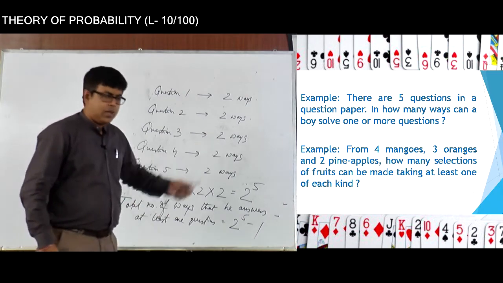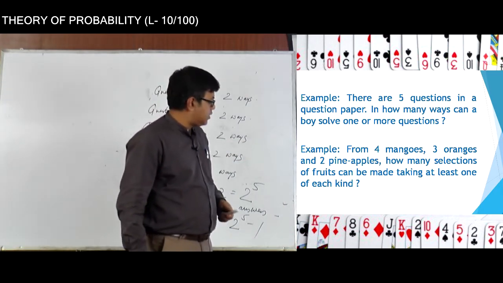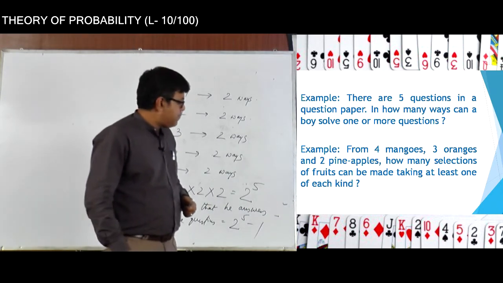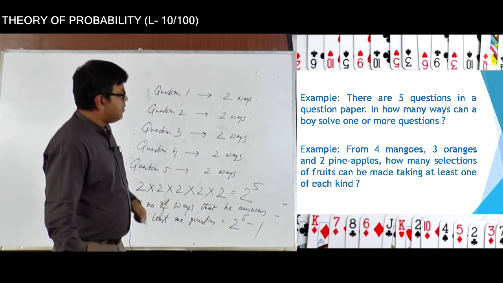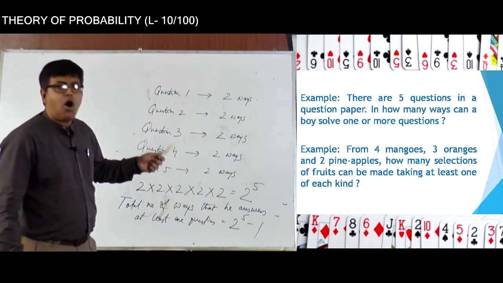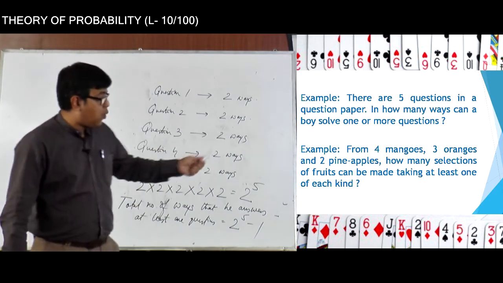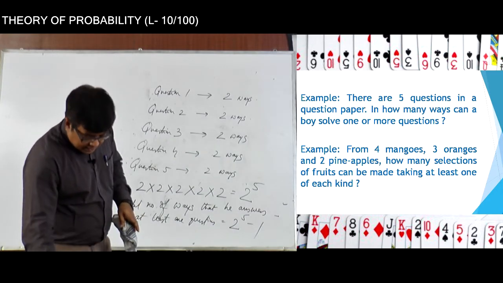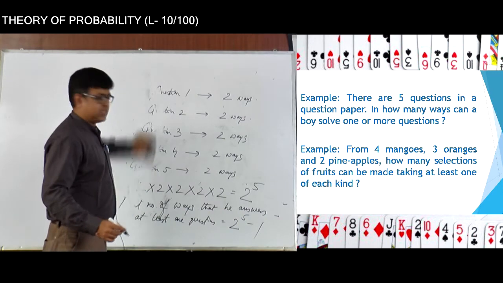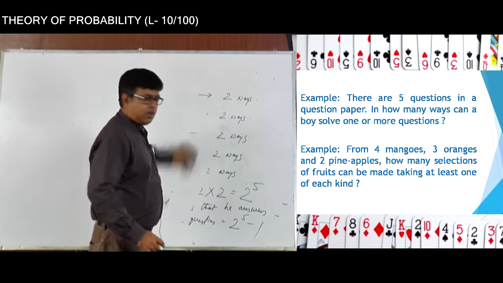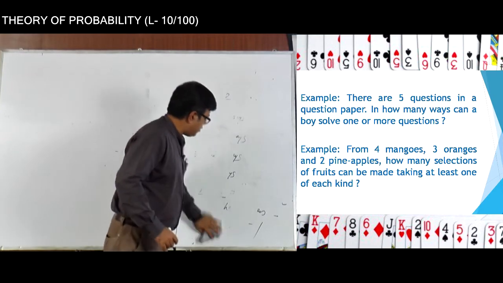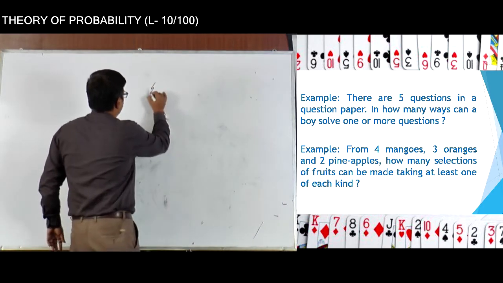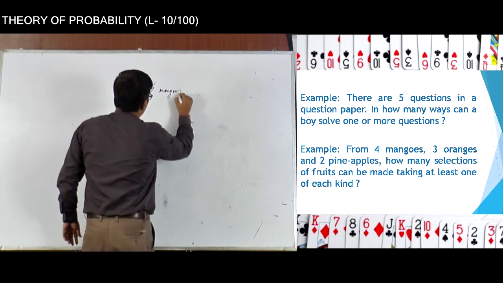Now if you go to the next problem in the slide, I have asked this question: from 4 mangoes, 3 oranges and 2 pineapples, how many selections of fruits can be made taking at least one of each kind? So keep that in mind. You have to make a selection in such a way that at least one of each kind must be there in the selection. Now again, this will be answered easily using the principle which I have just taught. First you tell me how many mangoes are there. There are 4 mangoes, right? There are how many oranges?